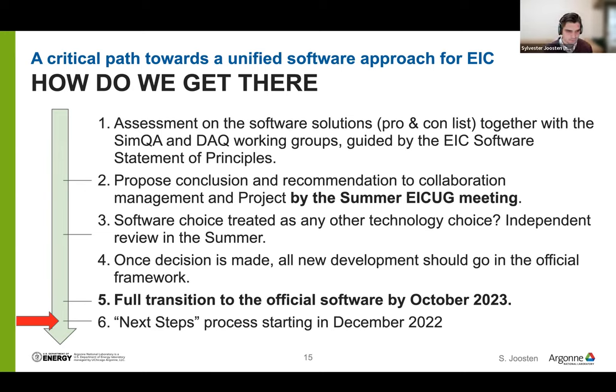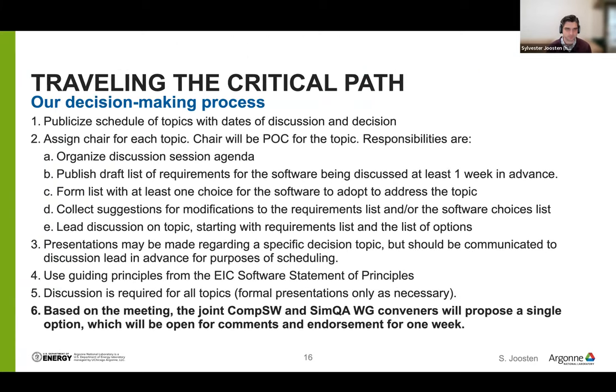And right now we kicked off a next steps process starting in, this should be 22, of course, not 23. This has already happened. We kicked off the next steps process starting in December, so just now. And I'll get back to that in a future slide.